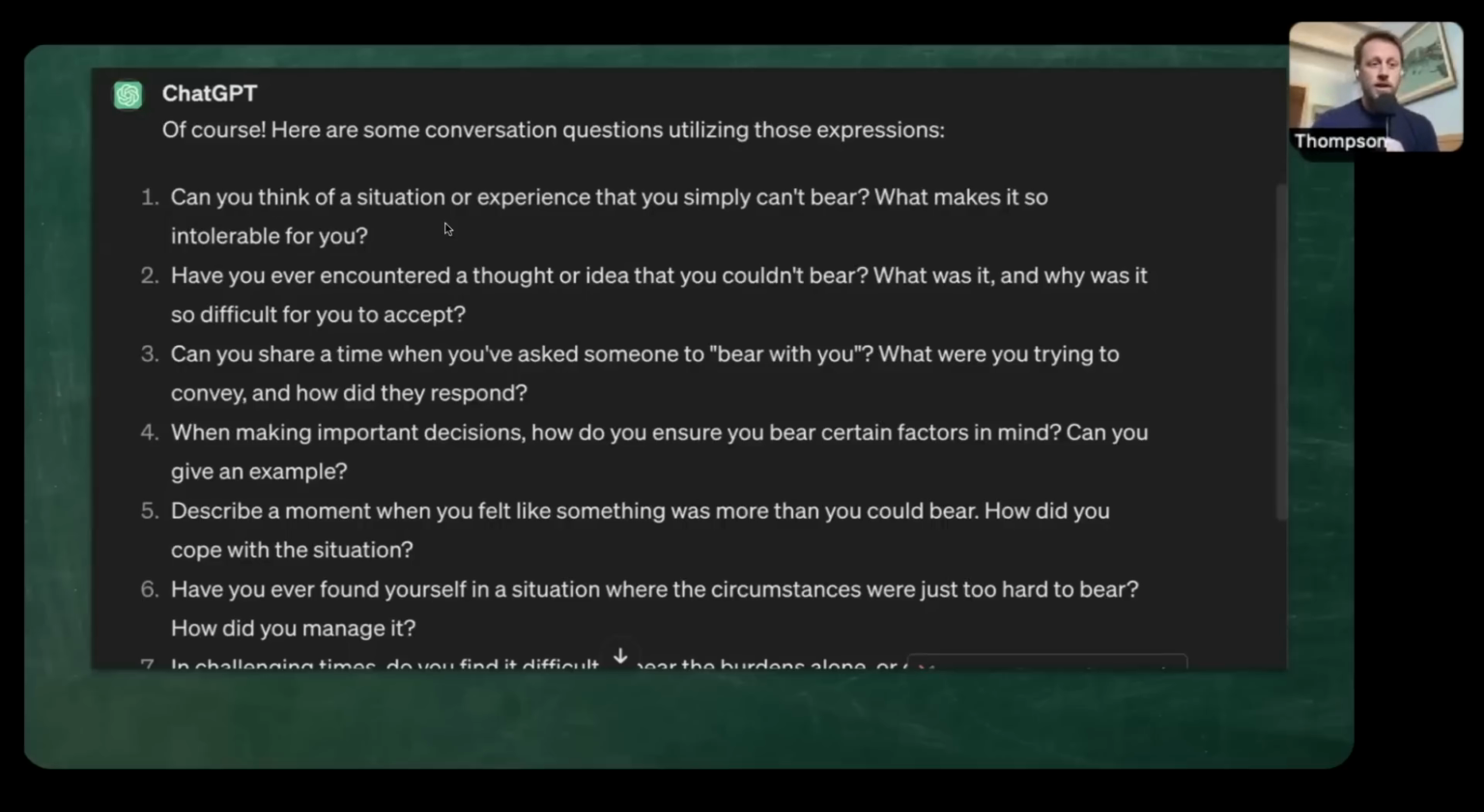So this is where you would say, a situation I can't bear. Well, I just can't bear it when I get stuck on the metro at rush hour. Or a thought or idea that I couldn't bear. I just couldn't bear the thought of, I don't know, what would it be, if my microphone suddenly stopped working while recording an episode of my podcast? That would just be terrible, wouldn't it?